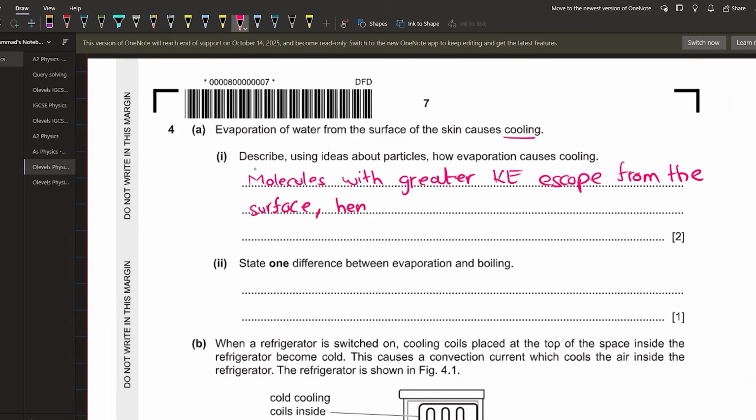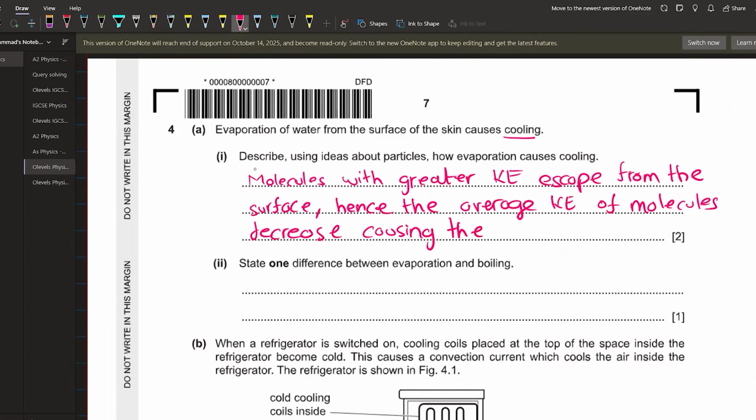Hence, the average kinetic energy of molecules decreases, causing the temperature to decrease.